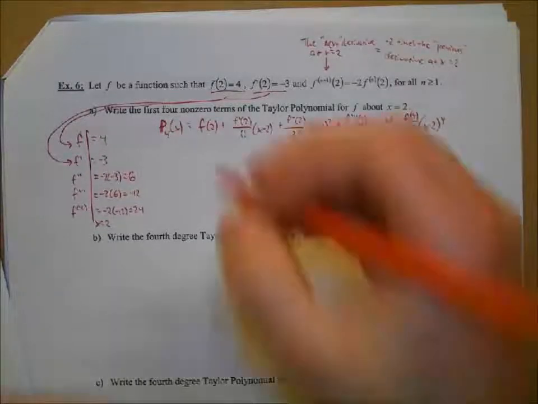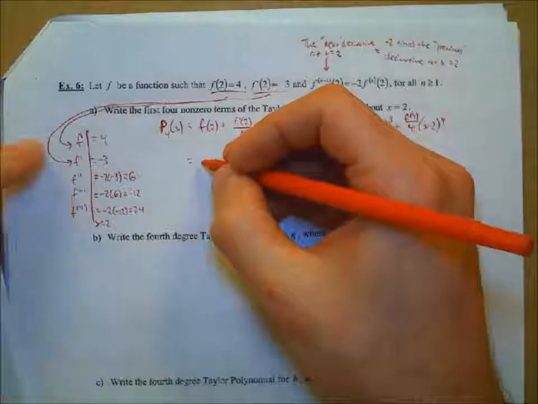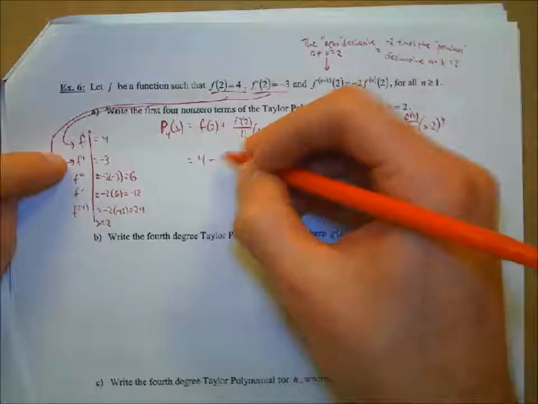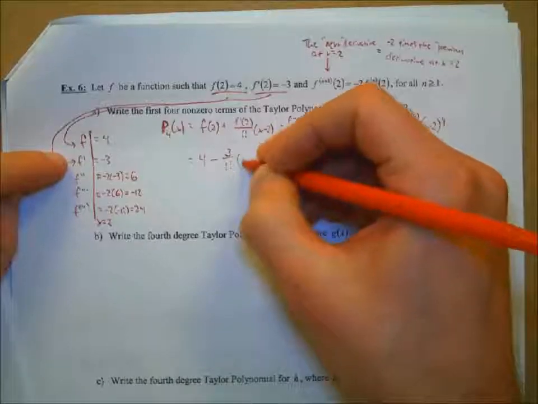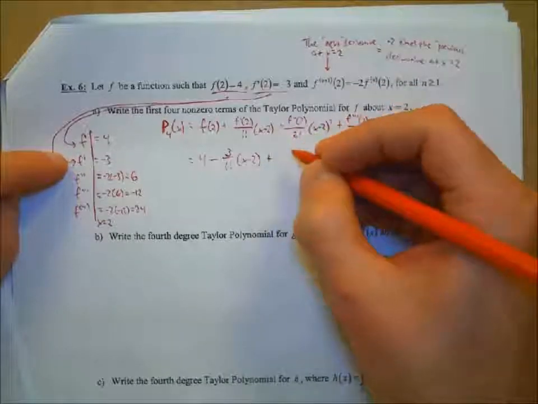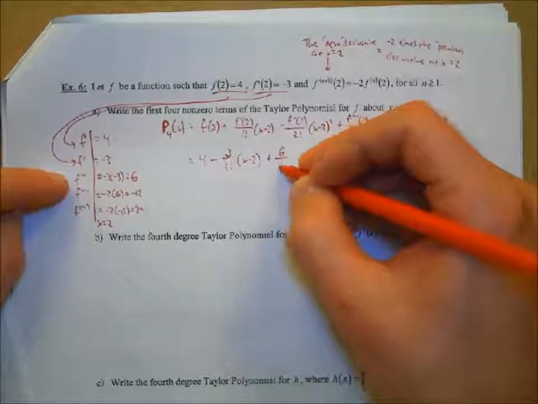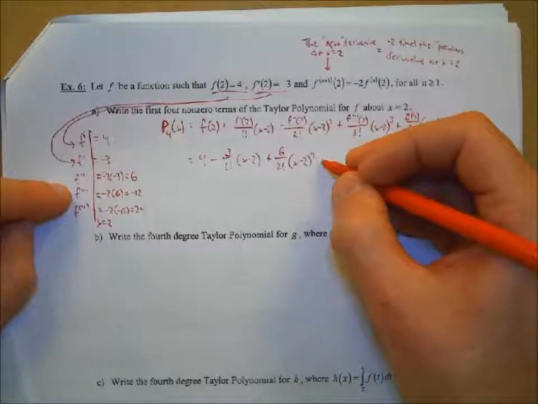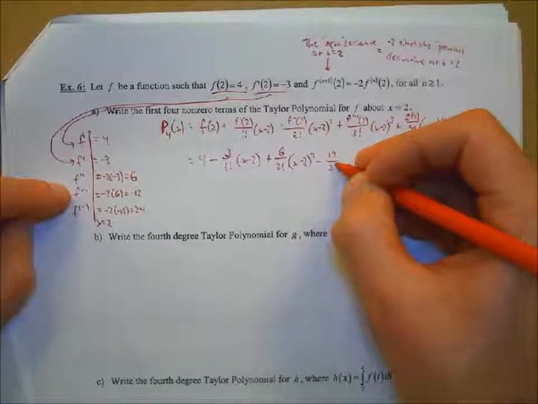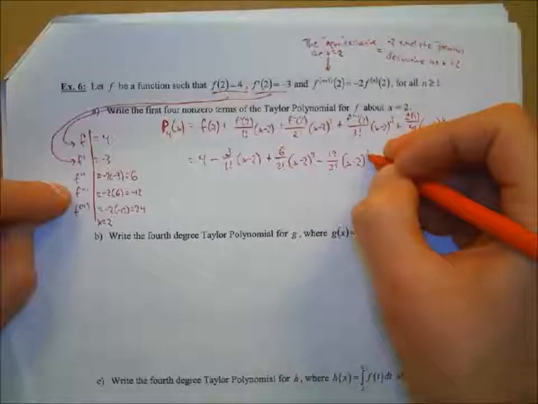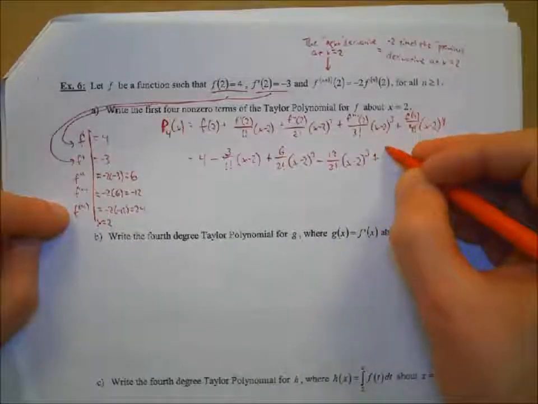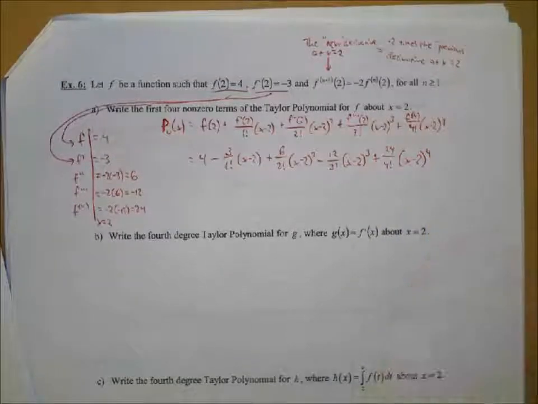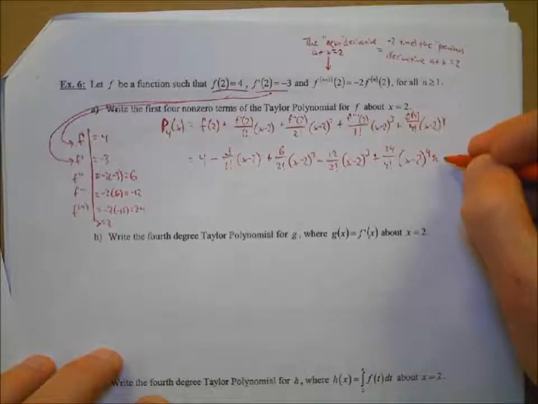And so then we just plug in our values here. f of 2 we got was 4. Then -3 over 1 factorial x minus 2. And f prime prime is positive 6, so 6 over 2 factorial x minus 2 squared. And then we have -12 for f prime prime prime, so -12 over 3 factorial x minus 2 cubed. And then plus 24 over 4 factorial x minus 2 to the 4th. And that is an approximation there for f of x.